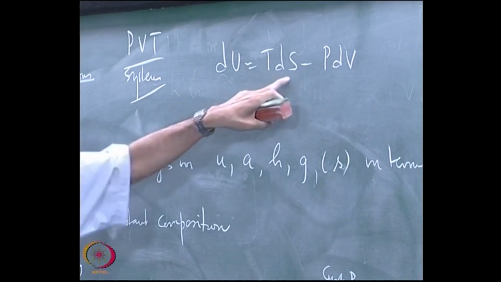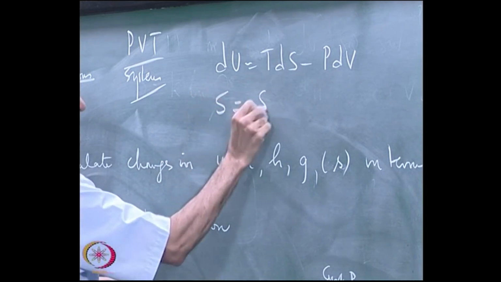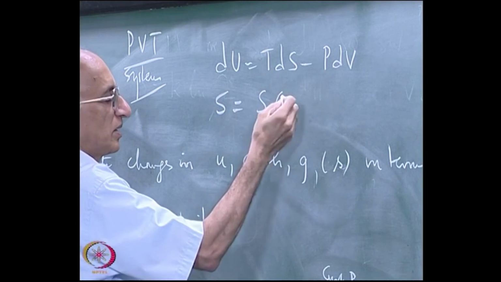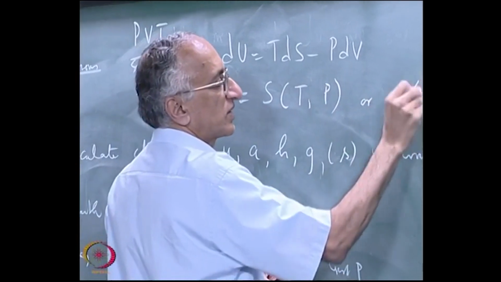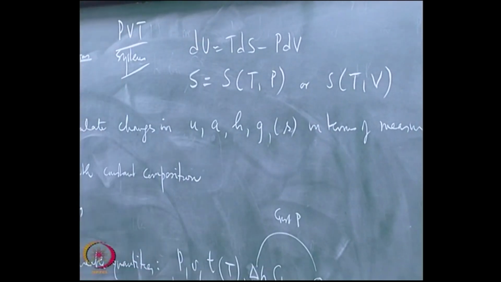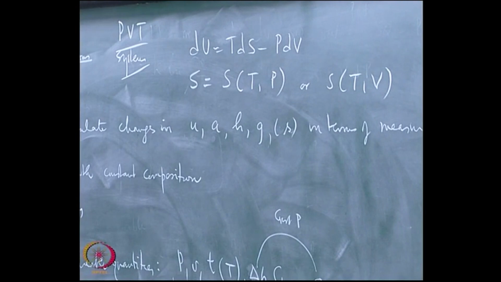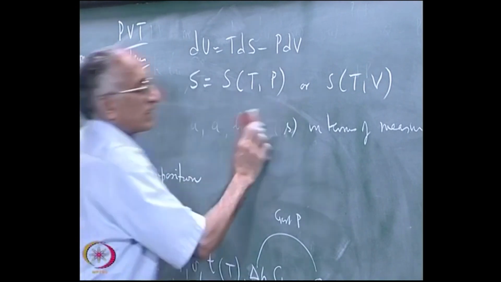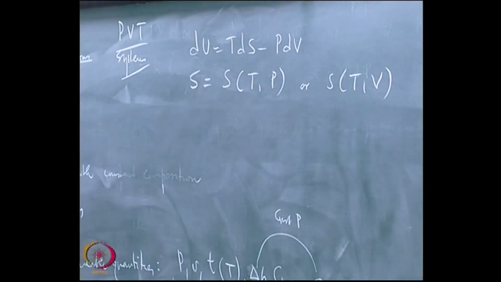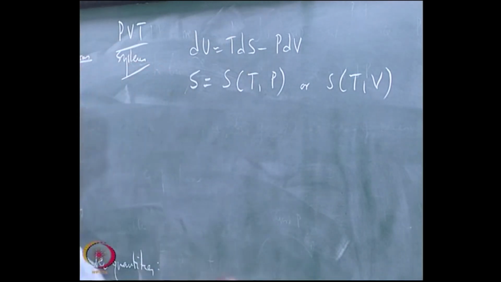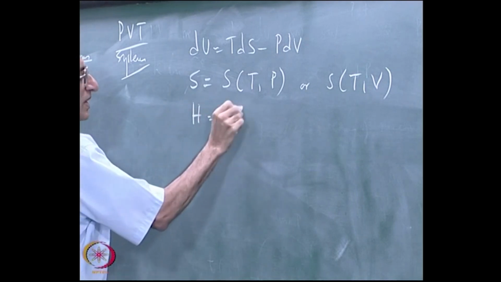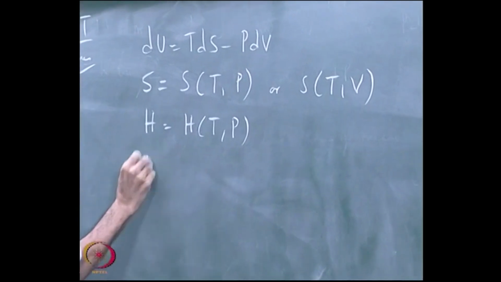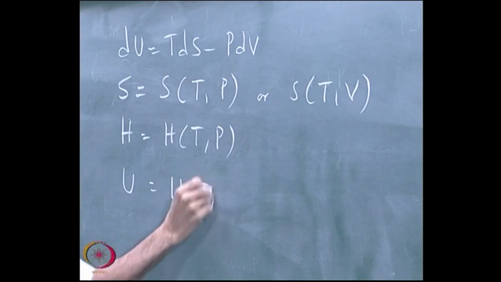So I will be looking at this, and I have to express ds. S is a function of T and P, or S is a function of T and V. You can choose either, simply a matter of what information you need in order to calculate these changes. Normally it is convenient to choose H as a function of T and P and U as a function of T and V.